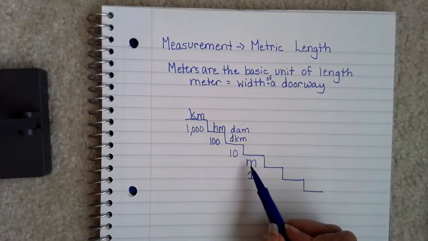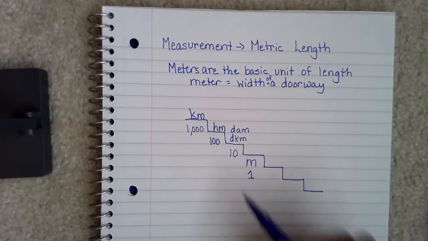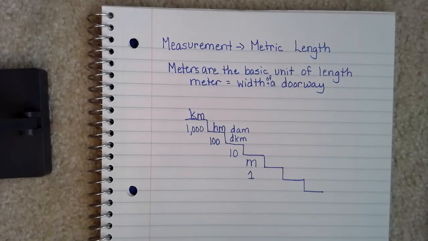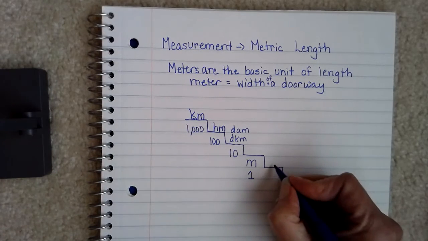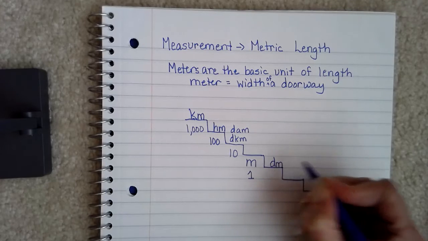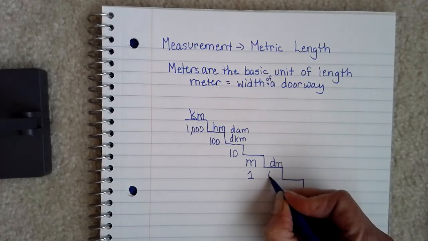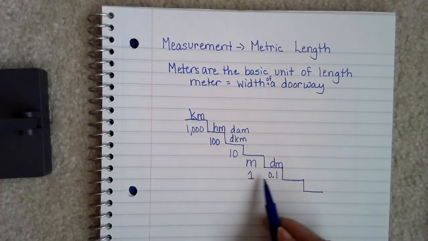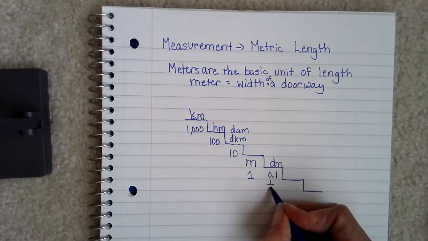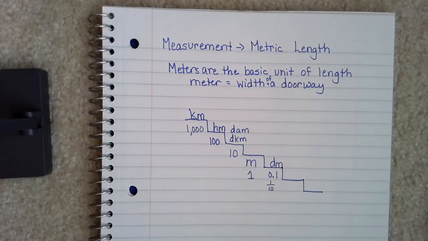All right, let's go the other way. So if we took that doorway and we chopped it into 10 equal lengths, that's called a decimeter. And a decimeter would be the same as 0.1, so that's 1/10. So we could also use 1/10, so in decimal form or fraction form.